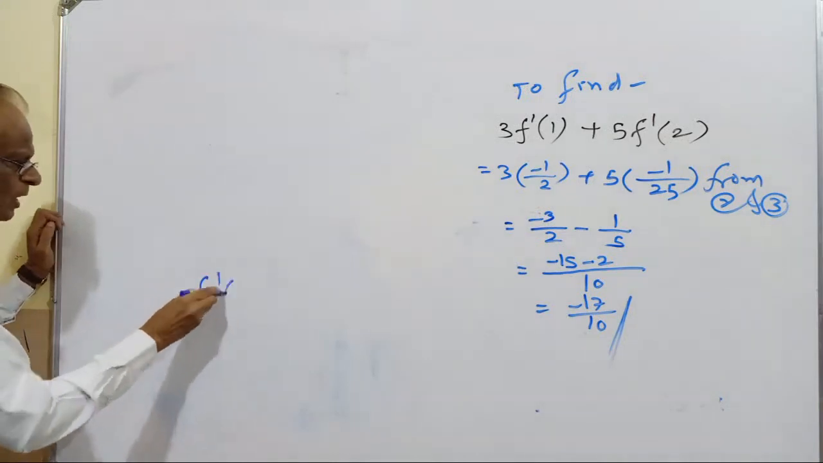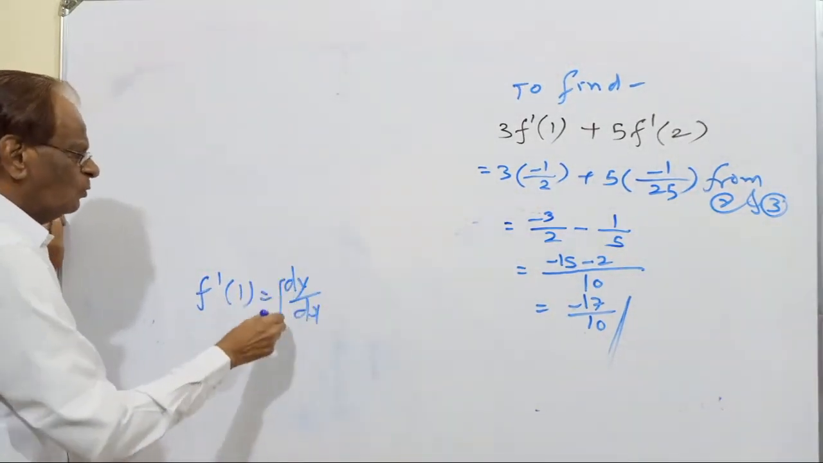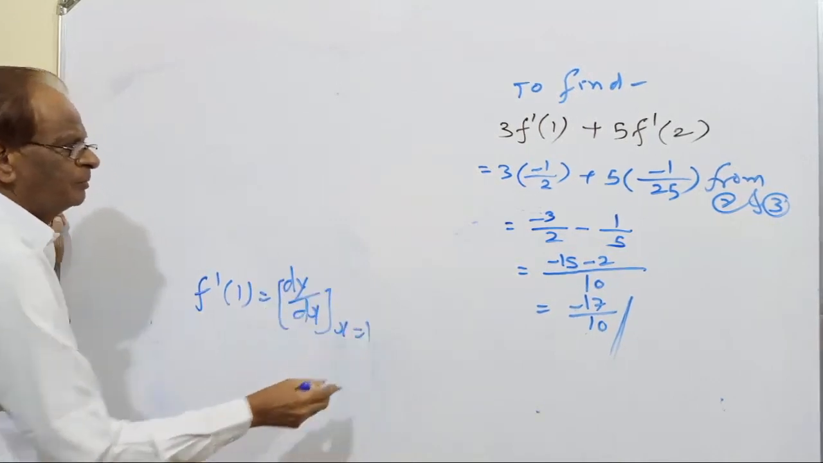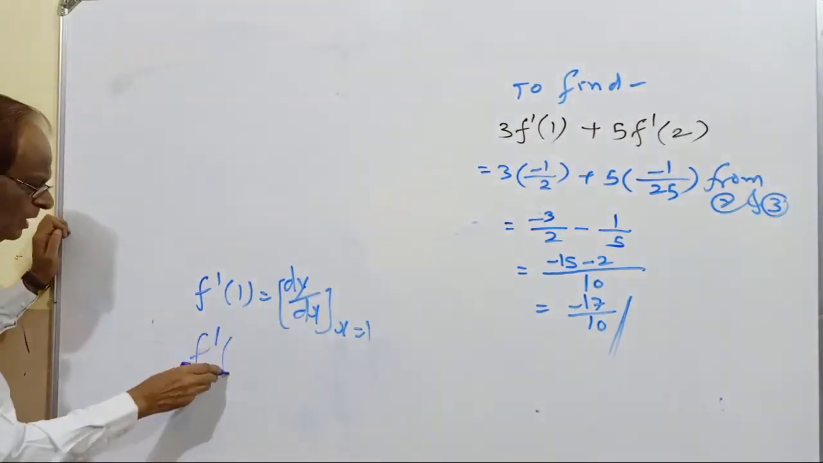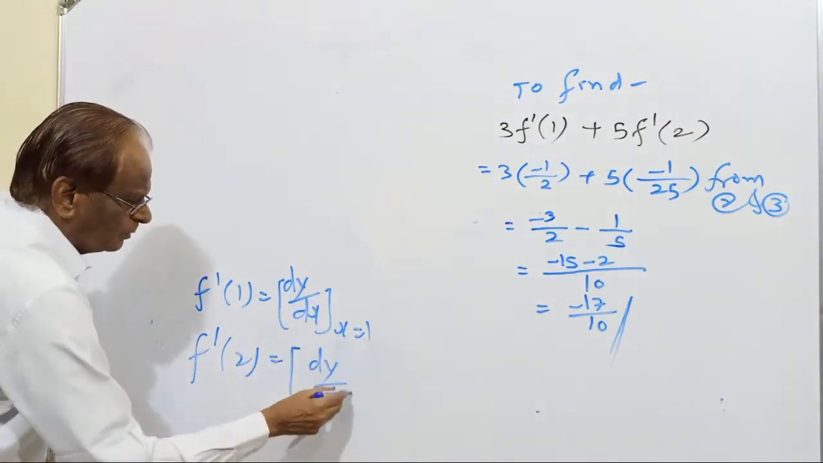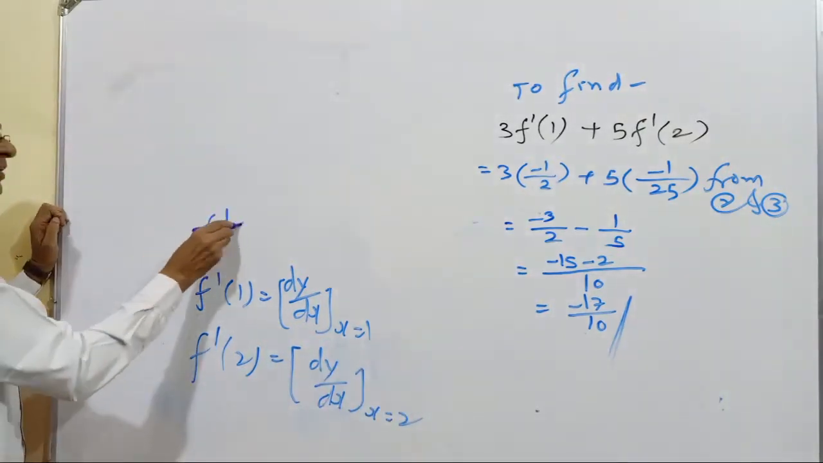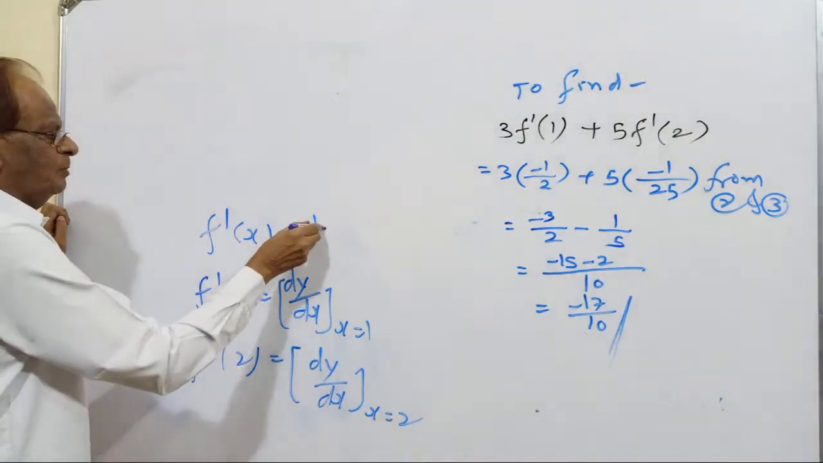F dash 1 is nothing but dy by dx at x equal to 1. F dash 2 is nothing but dy by dx at x equal to 2. Only f dash x means dy by dx.